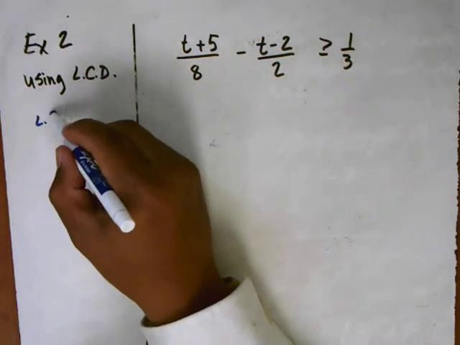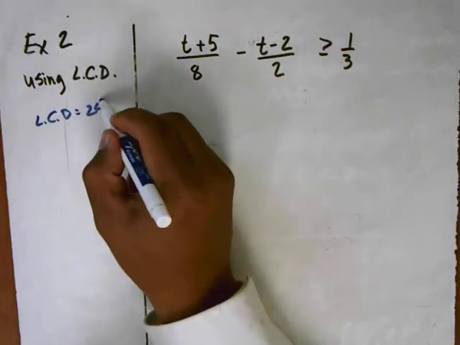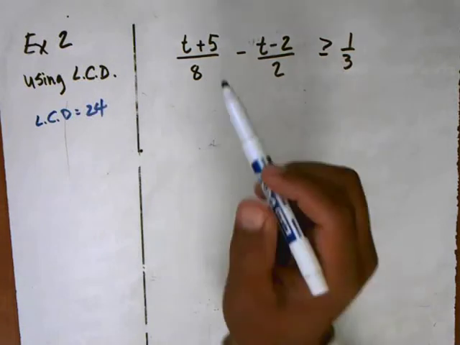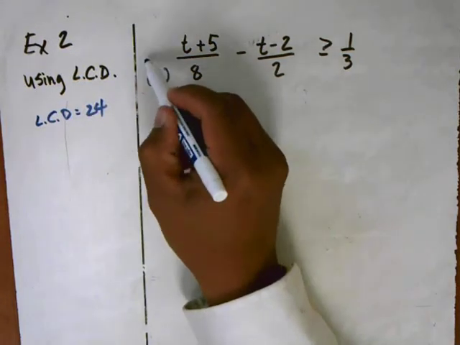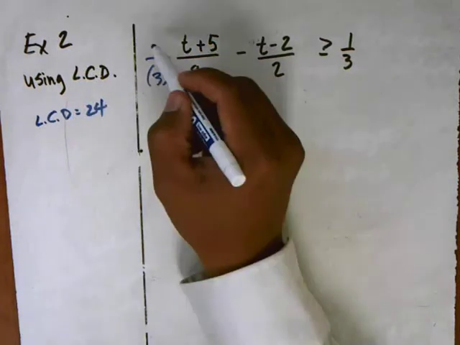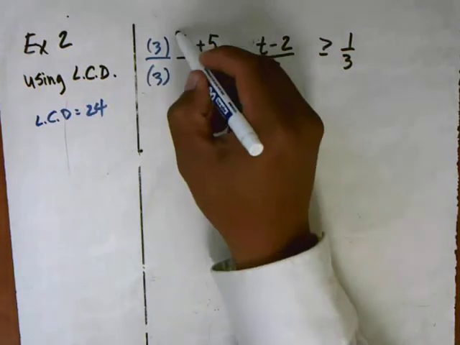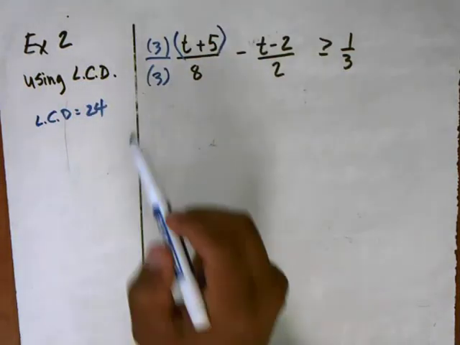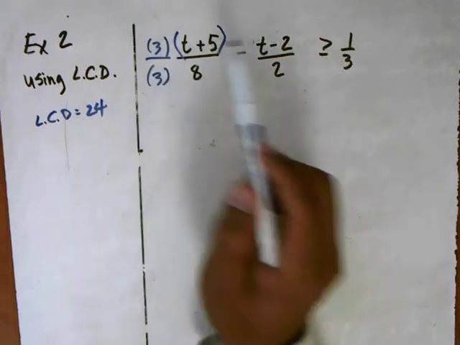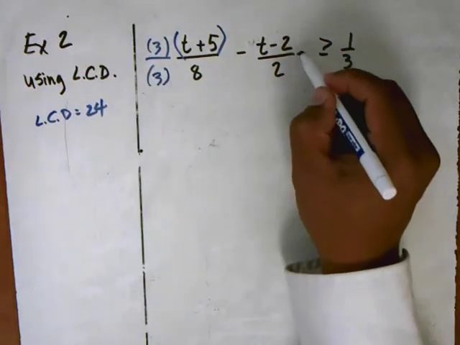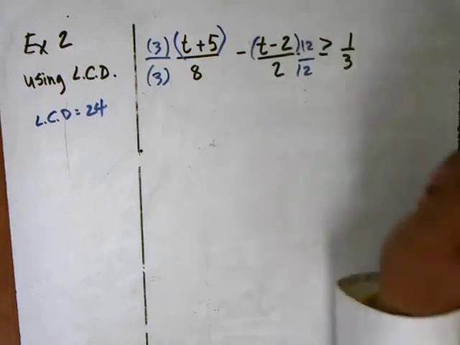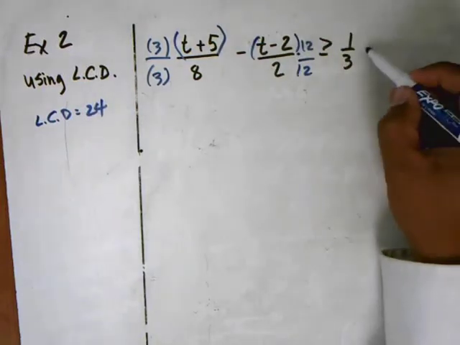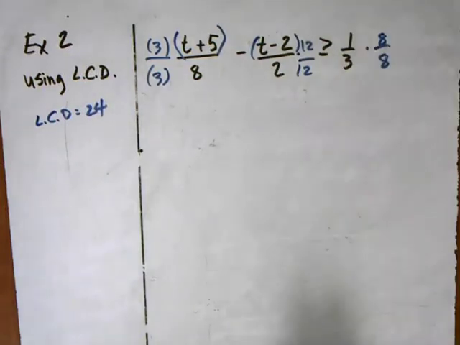So I'll just make a note here. So in this case, LCD equals 24. So we have to ask ourselves, what do I have to multiply 8 by to get 24? That's 3. And whatever I multiply on the bottom, I have to do the same on the top. And I'm going to put parentheses around the t plus 5 because I'm really multiplying 3 by the entire quantity. Same thing here, 2, I have to multiply that by 12 on the bottom and on the top, and 3, I have to multiply that by 8 on the bottom and on the top.